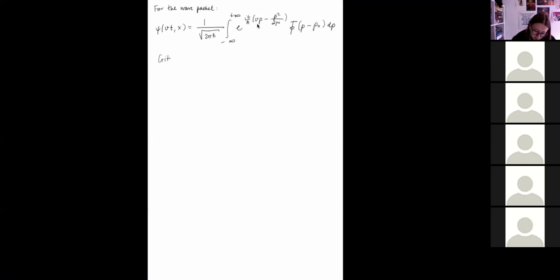And so critical points of the function f, and the function f is now f of p. In this case, it's vp minus p squared over 2 mu, over h bar. So we need to find points where f prime of p equals 0. So f prime of p equals 0, then v minus p over mu equals 0. Then it's p equals v mu. So we found a critical point.